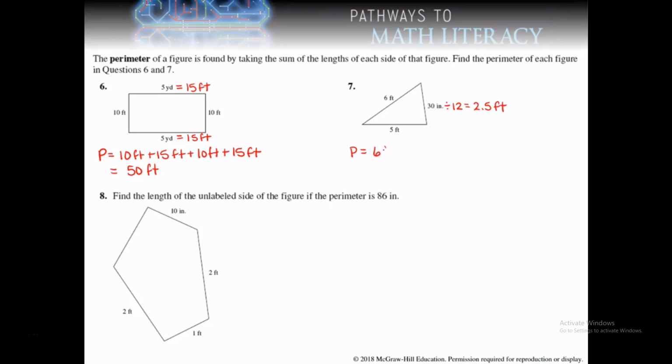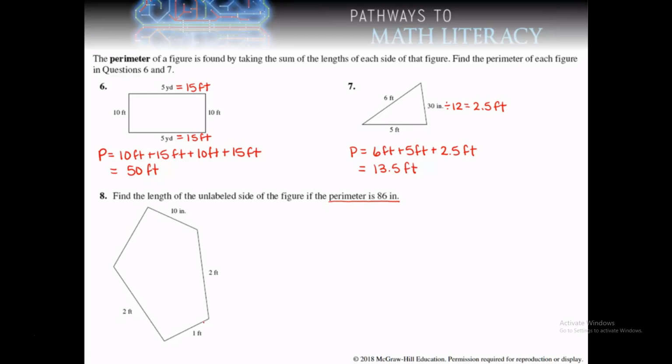In 8, we know that the total perimeter is 86 inches, and so we need to find the length of the side that's not labeled. Well, first let's figure out what the total is for the sides that are labeled. We have most of these in feet except for the 10, which is in inches. Even though only one of them is in inches, I think I'm going to go ahead and convert all of them to inches because that's what we have the perimeter in.